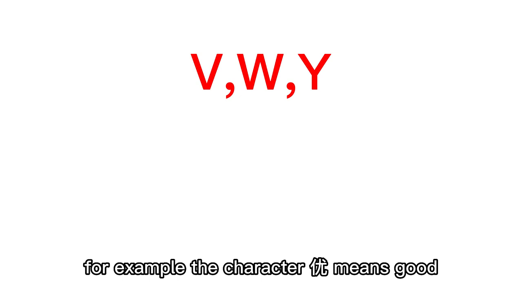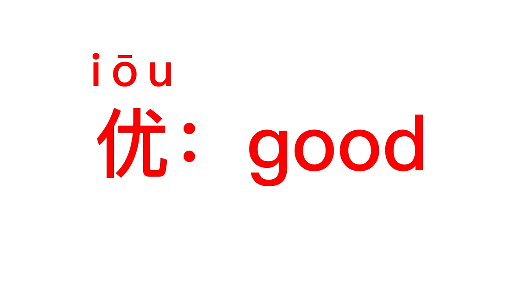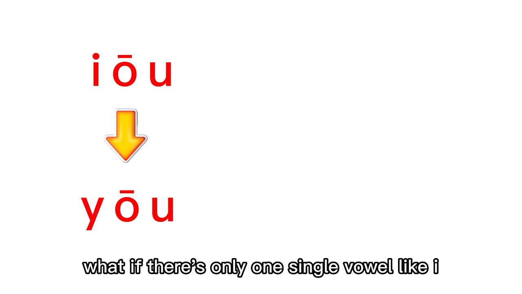For example, the character yo means good. Its Pinyin should be i o yo, but we will replace i with y. So y actually isn't pronounced as y, but as i in Pinyin. What if there's only one single vowel, like i?